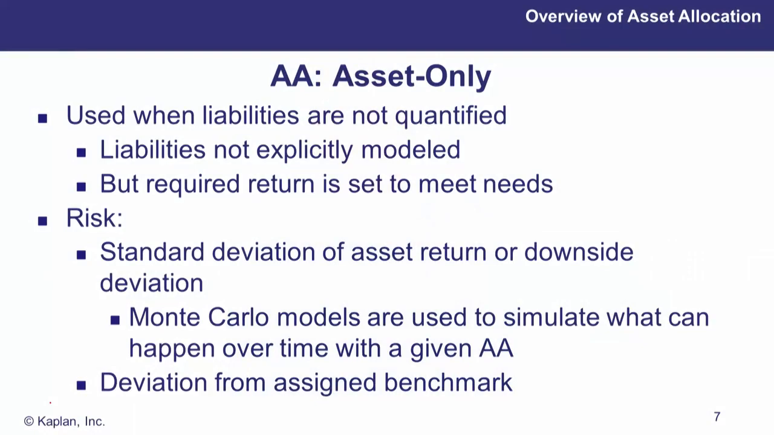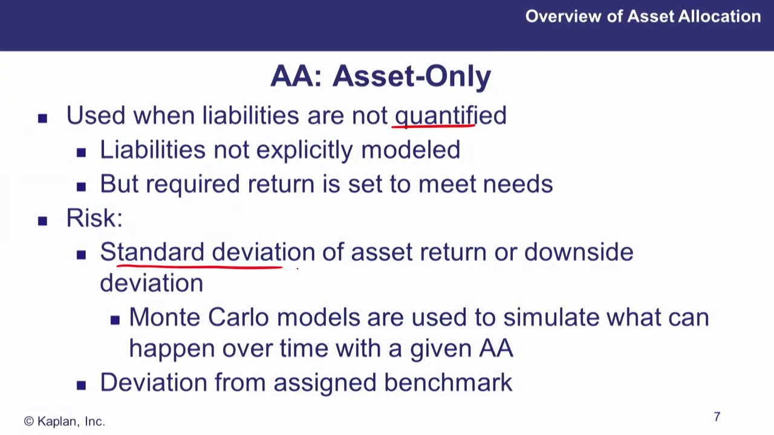We'll start off with asset only. As the name suggests, this is used when we're not keeping a close eye on the liabilities that the client may have. So we're not quantifying or considering them or modelling them at the moment. Instead, we're going to have set a required return objective at the outset to meet the client needs. And of course, we have to have a close eye on risk at the same time. Risk will often be measured just using the traditional metric of standard deviation. If we're more concerned about downside risk, if we really want to avoid shortfall risk, then we could look at downside deviation rather than the traditional two-way standard deviation.